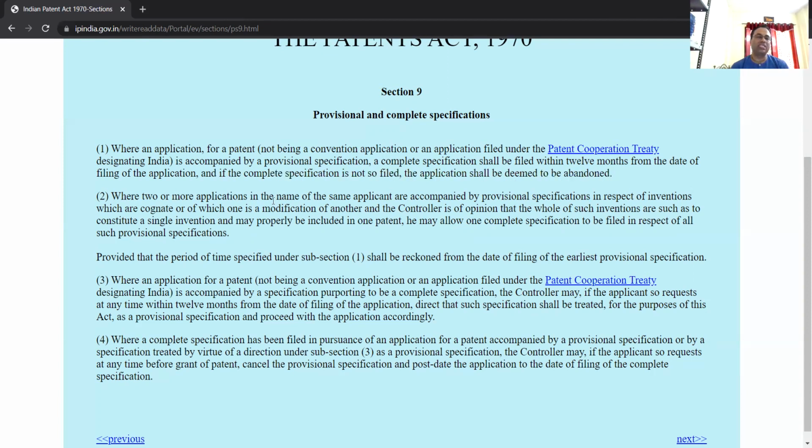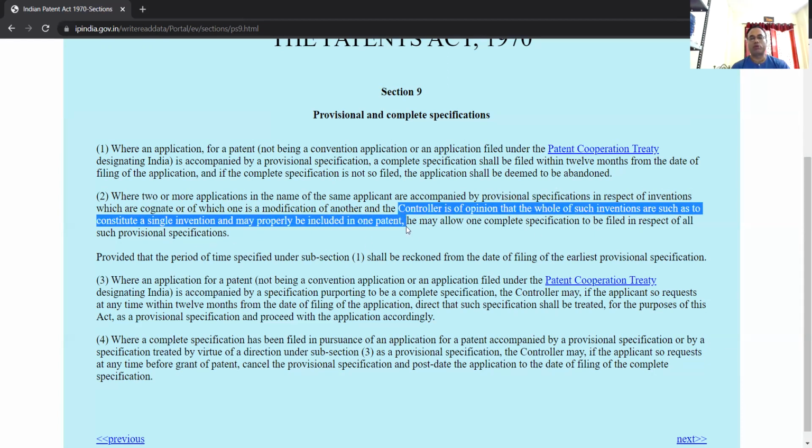Where two or more applications in the name of the same applicant are accompanied by provisional specification in respect of inventions which are cognate or of which one is a modification of another, the controller, if of the opinion that the whole of such inventions are such as to constitute a single invention and may properly be included in one patent, may allow one complete specification to be filed in respect of all such specifications.